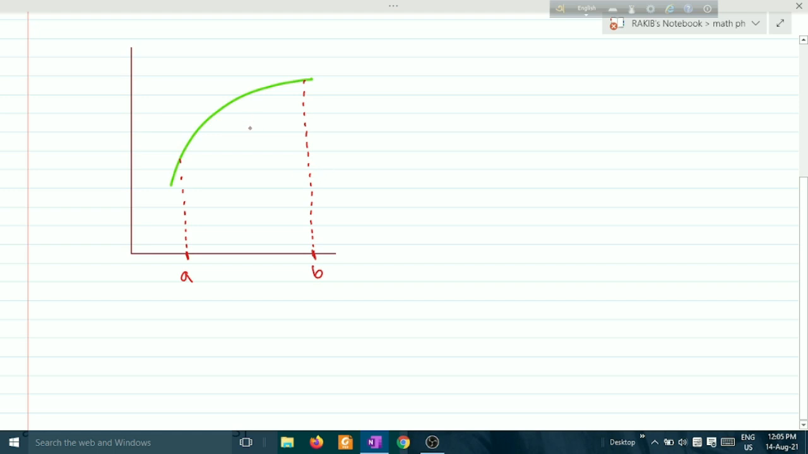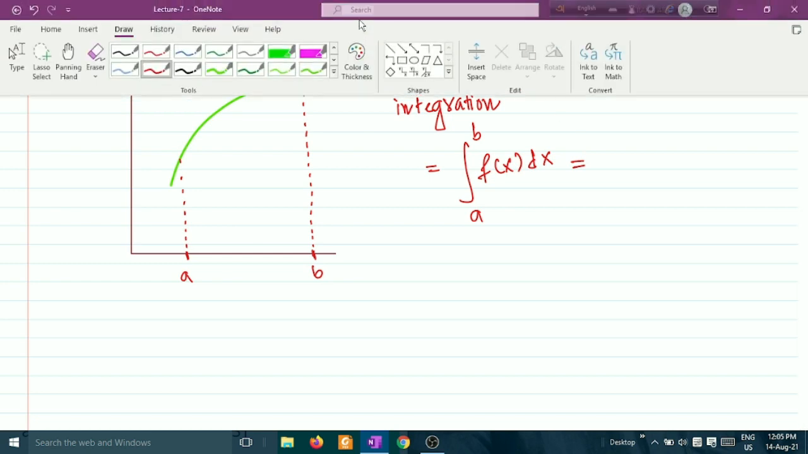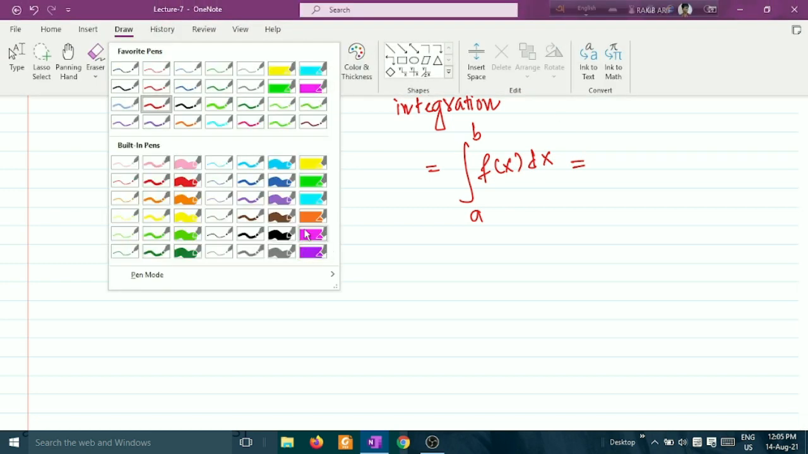What does the integration mean? If there is a function associated, say the function is given as f of x, therefore the integration of the function will be given by integration a to b f(x) dx. We know integration is the area under the curve. Okay, integration is area under the curve.